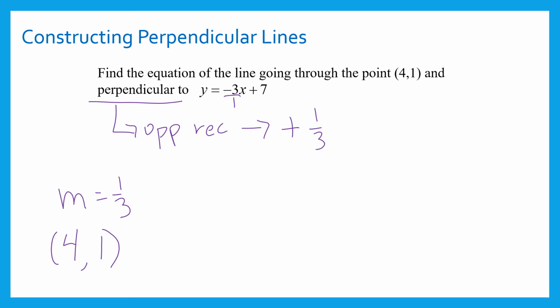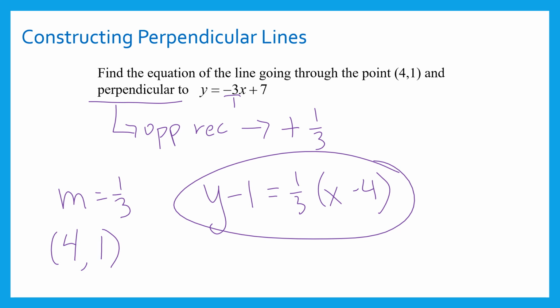(4, 1). So again, if I have a point and I have a slope, I'm going to put that in point slope form. So y minus 1 equals 1/3 times x minus 4. And there's no simplifying there, so that is the equation of my line.